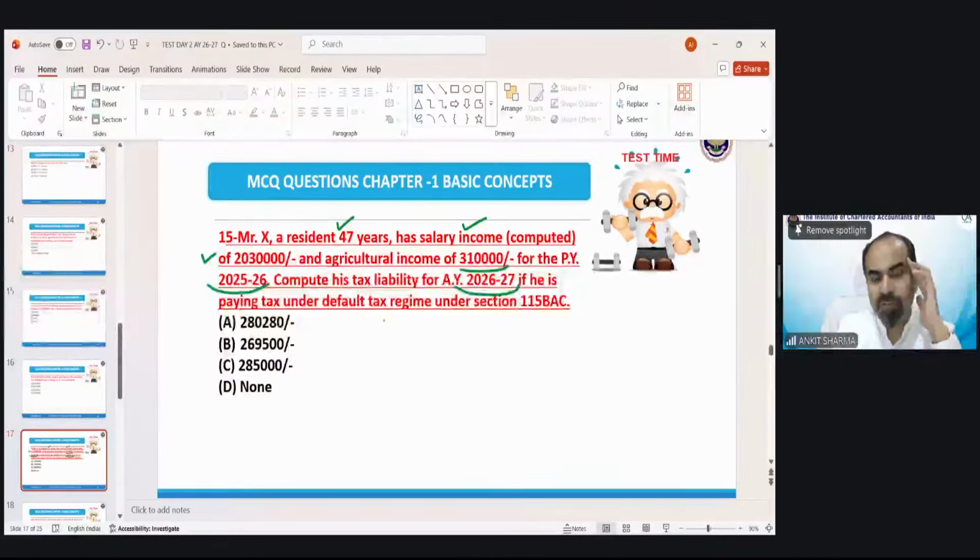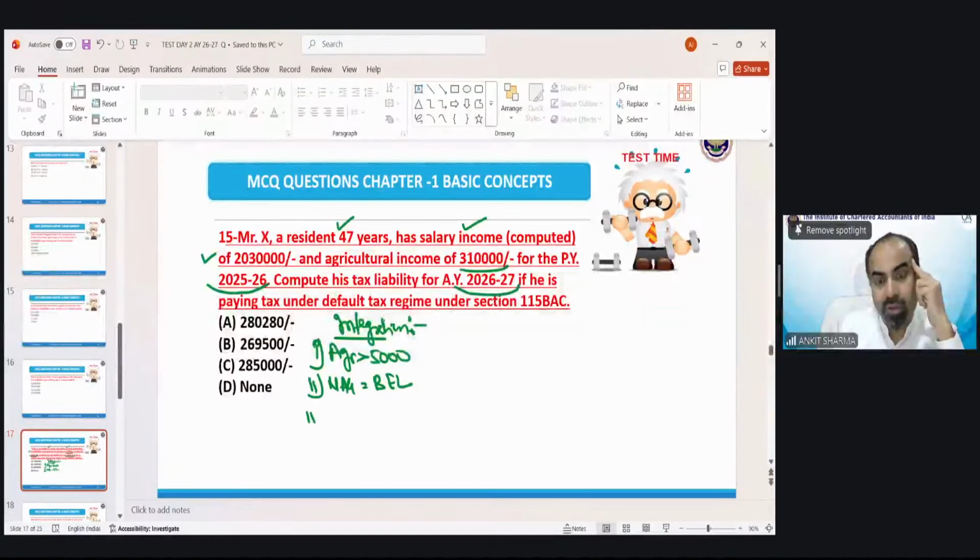So now you can see, first of all, because there is agricultural income, your brain should tell you that we have to check the integration concept. To understand whether integration needs to apply or not, the condition you should remember is that agricultural income must exceed 5,000. The non-agricultural income must exceed the basic exemption limit. This is the case of individual, HUF, AOP, BOI and AJP only. So you can see all these conditions have been fulfilled.